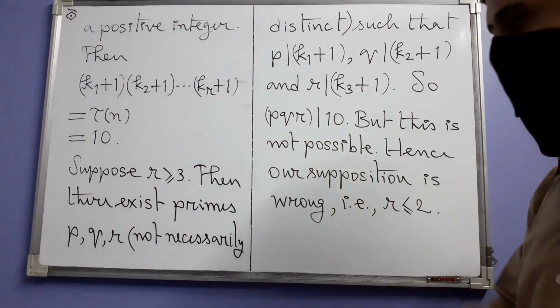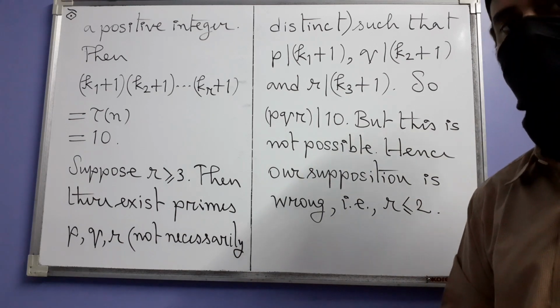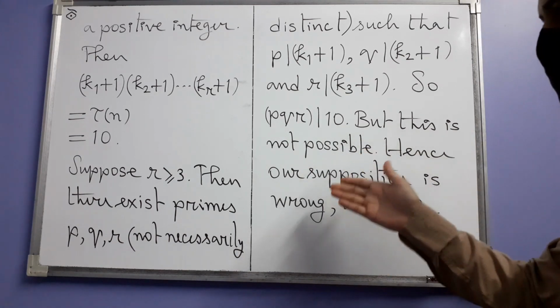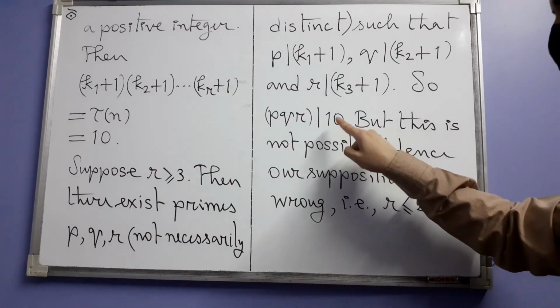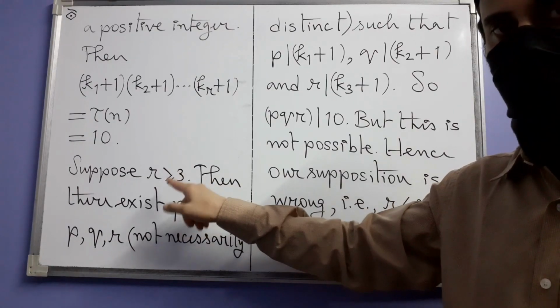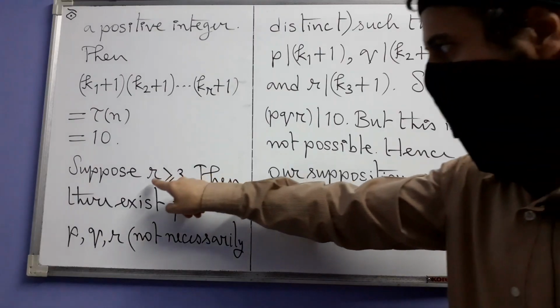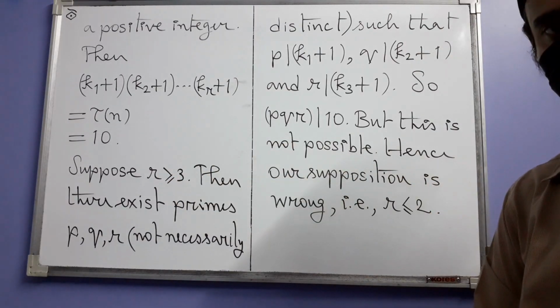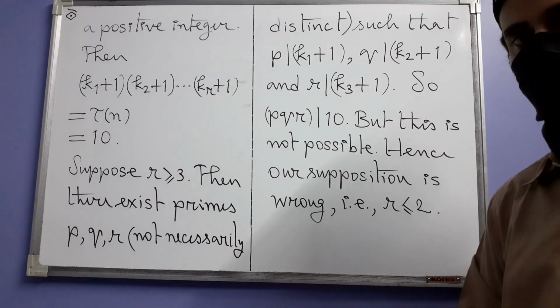And if all of them are the same, then 10 is divisible by the cube of a prime. That is also not possible. And that's why this is an impossibility. And this impossibility arose from our supposition, which must be hence false. And that is why R cannot be greater than or equal to 3. R has to be less than or equal to 2.